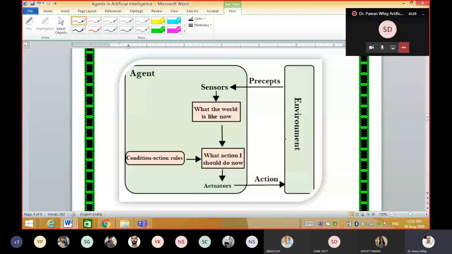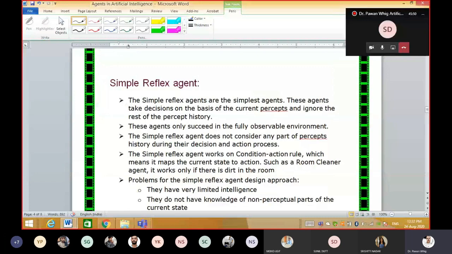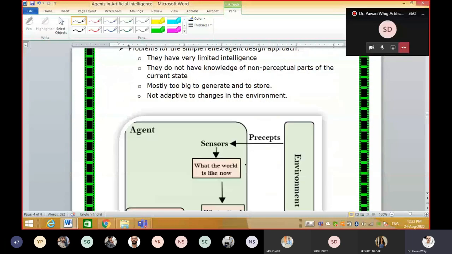So whenever there is dirt in the room, the sensor senses it, gives input to the actuator, then the actuator takes an action, and this is how this agent works. This is a simple reflex agent. Now let's move towards the next one.